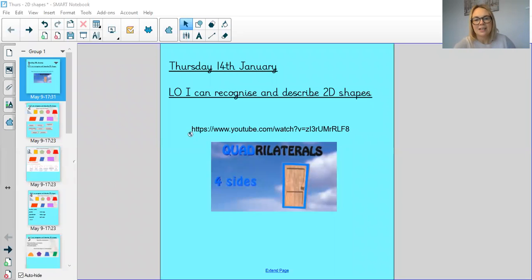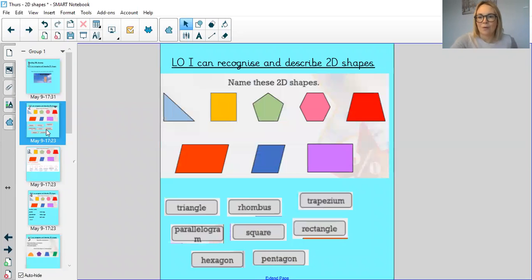Okay, so hopefully you enjoyed that song to brighten up your Thursday morning. Now I'm going to share my screen so we can start looking at the slides together. Okay, so as you can see here, our learning objective is I can recognise and describe 2D shapes. That's what we're going to be doing today. Now you've watched the video, so let's move on.